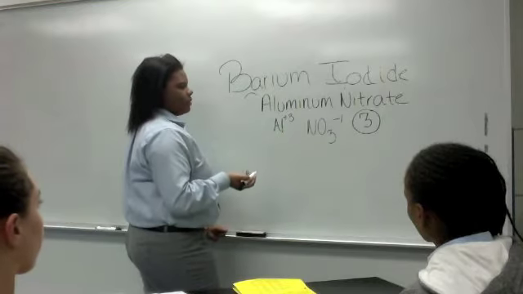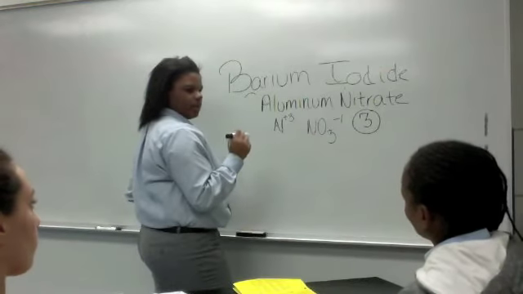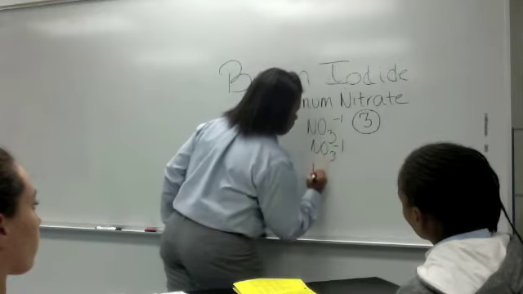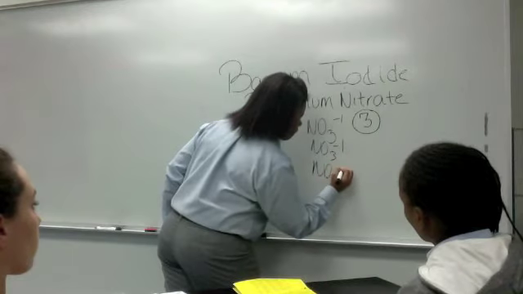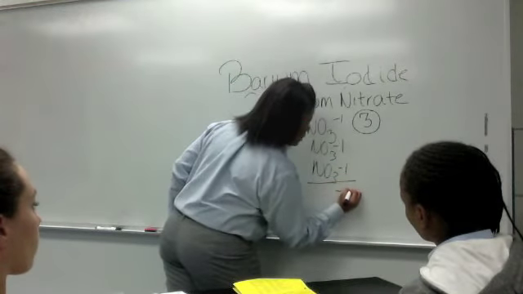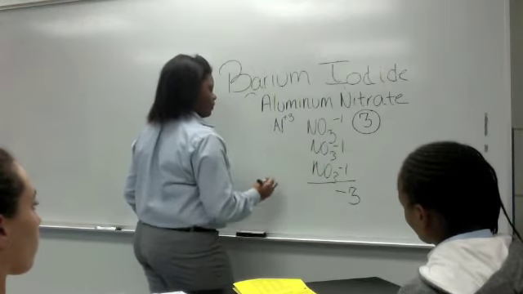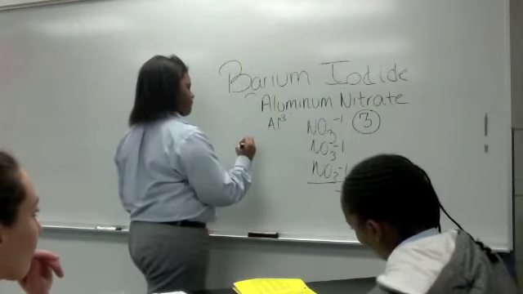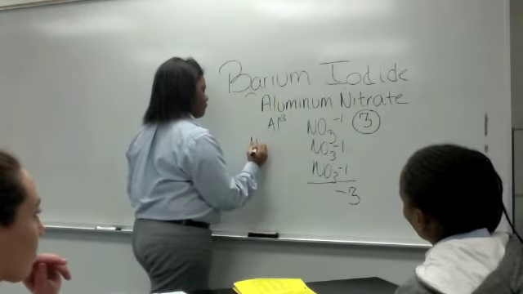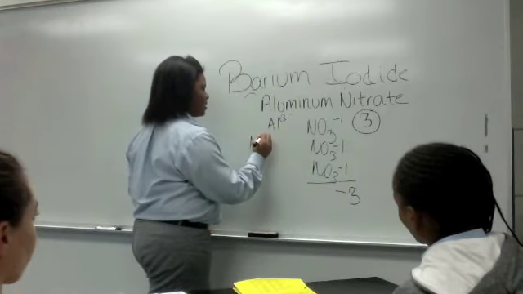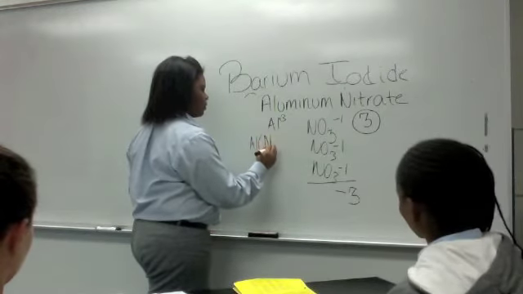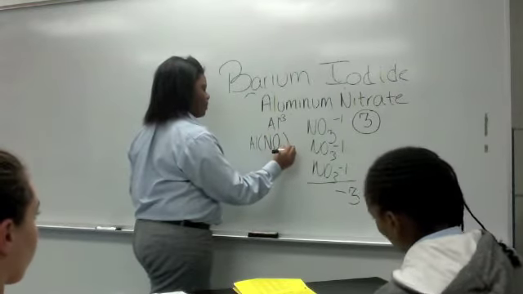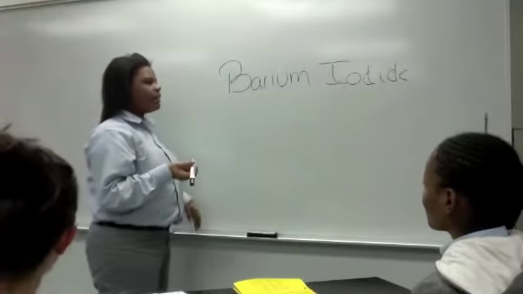Now what would we have to do? We need to write 3 nitrates. And when you add it up together, it'd be -3. And for that side, it'd be +3. So how would we write this? Aluminum, parentheses, NO3, parentheses, 3. Very good.